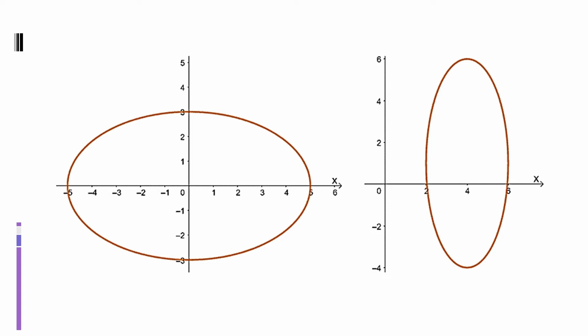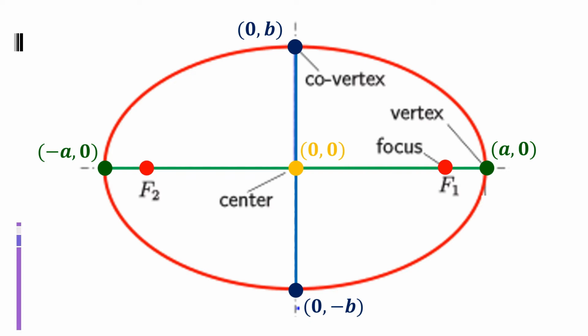So there are two kinds of ellipses. Meron tayo dito yung horizontal ellipse and the vertical ellipse. Let's take a look at this ellipse with center at 0, 0. So yung gitna natin dito, yun yung ating center at 0, 0. This green line here is called the major axis. And the endpoints of this major axis are called the vertices.